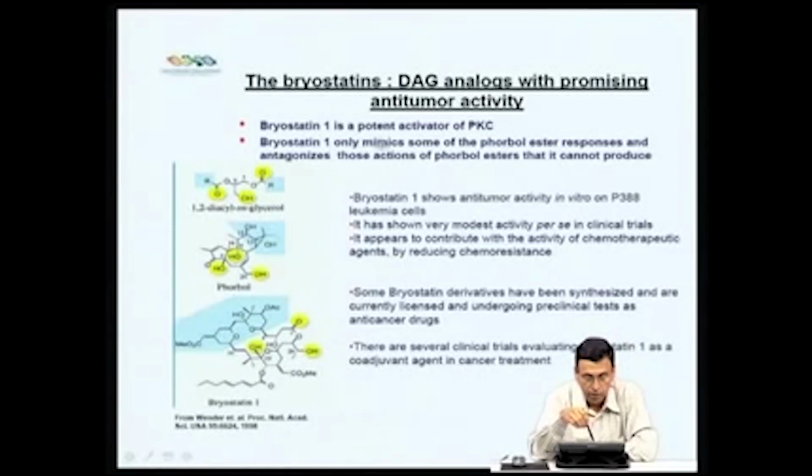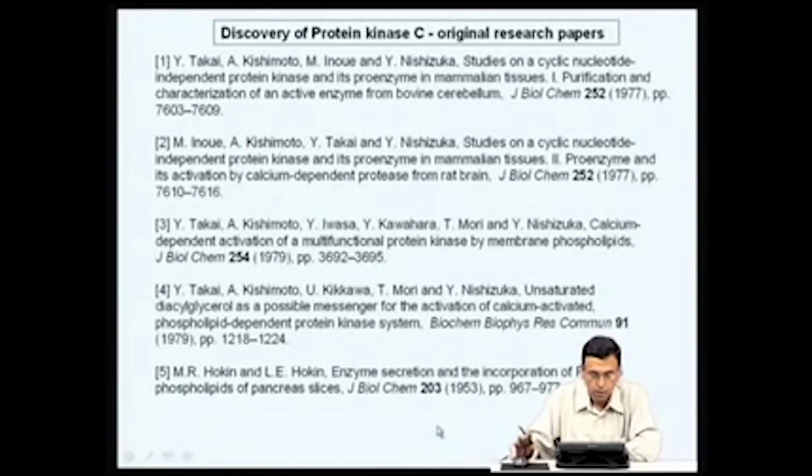And bryostatin 1 not only mimics some of the phorbol ester responses, but also antagonizes those actions of phorbol esters that it cannot produce. So structural analogs of diacylglycerol like phorbol esters and bryostatin are now being used to promote the anti-tumor activity of protein kinase C, and in certain tumor cells, when you activate protein kinase C using these molecules, it can lead to apoptosis or cessation of cell proliferation.